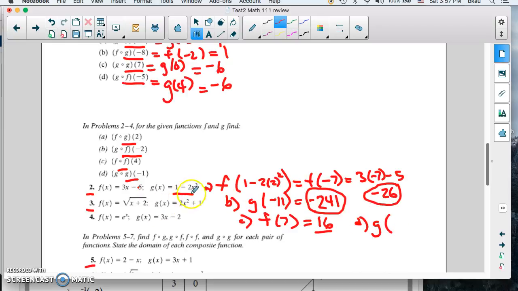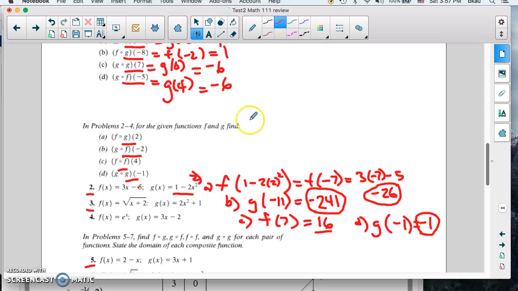And then D, we're going to do g of -1. So we're going to plug in -1 right here. That's going to be 1 minus 2 times 1, or 1 minus 2, which is -1. So that means if we plug it in again, we're still going to get -1 again. So both of them gave us -1. All right, so that's 2.